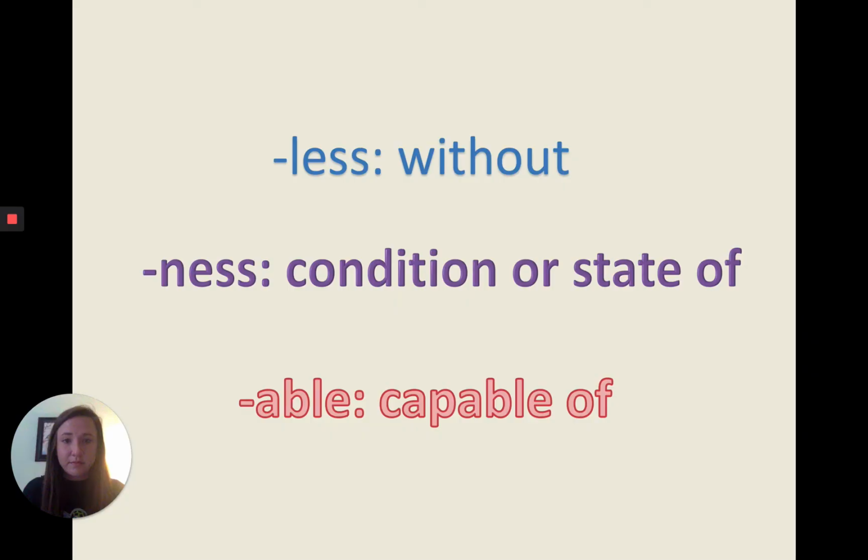The suffixes that we will be learning about today are less, ness, and able. We remember when we have a base word and we add a suffix to the end of the word, it changes the meaning. The suffix less means without. Ness means the condition or state of, like goodness is the condition or state of being good. And able means capable of. So today we're going to take a look at some words and add these suffixes to these words to change the meaning.